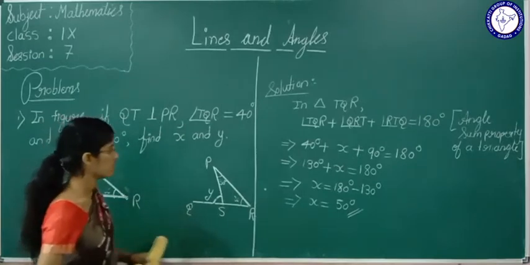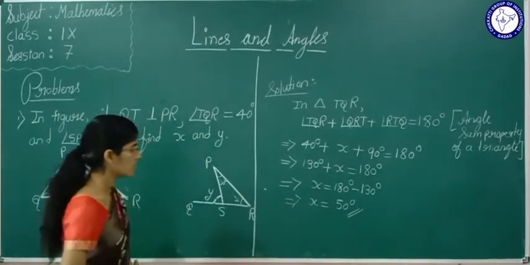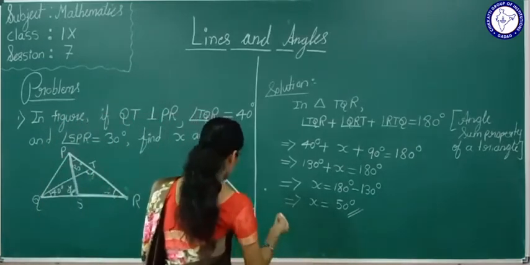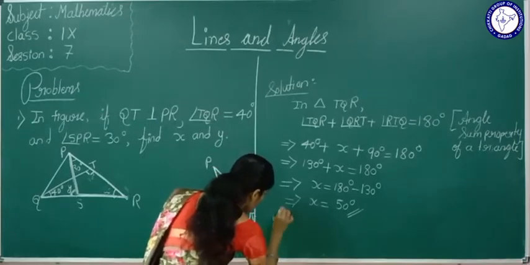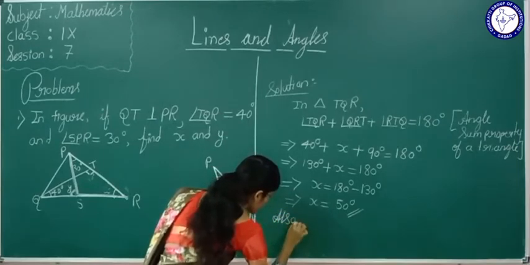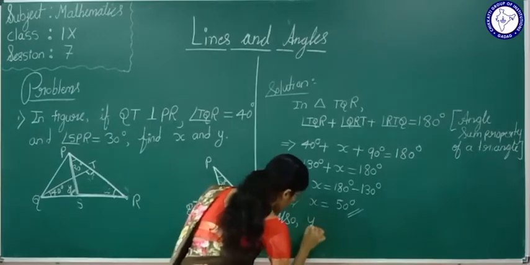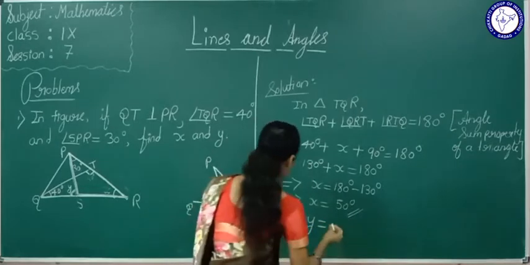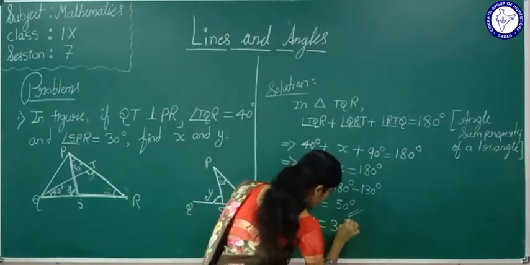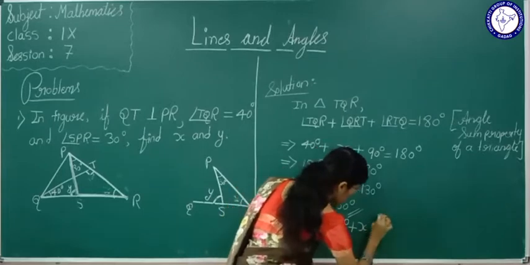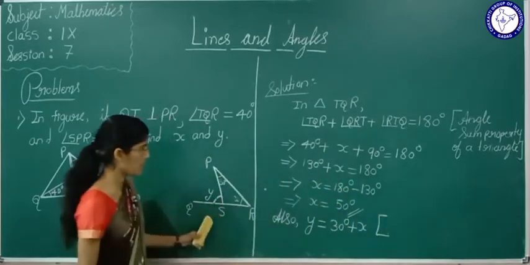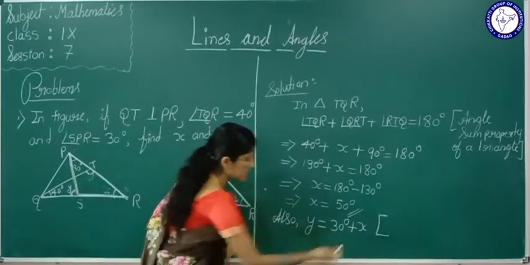Now see here. Also y is equal to 30 degrees plus x. So what is the reason here? Why did I write y is equal to 30 degrees plus x?